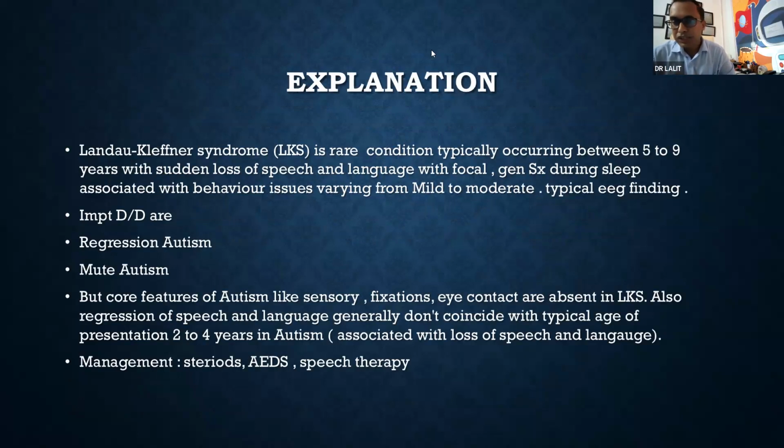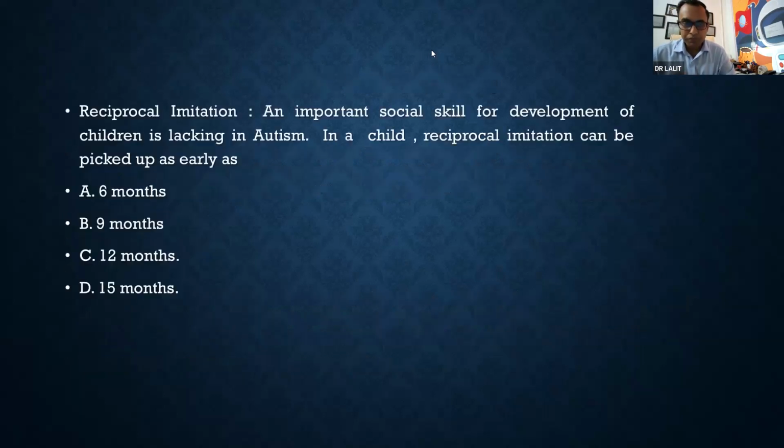That is why we advised an EEG and we got a picture in the EEG. So there is a typical EEG finding which we have discussed. So important DDs are regression autism and mute autism. But the core features of autism like sensory fixations and poor eye contact are always absent in LKS. The regression of speech and language also does not coincide with the typical age of regression in autism, which typically occurs between 2 to 4 years. So management: steroids, AED, and speech therapy. So the initial approach for this child would be a trial of steroids.